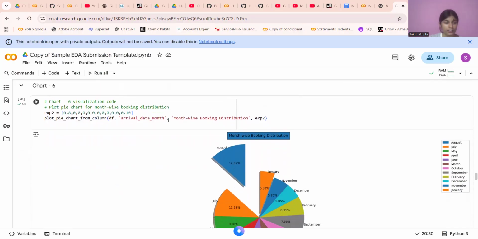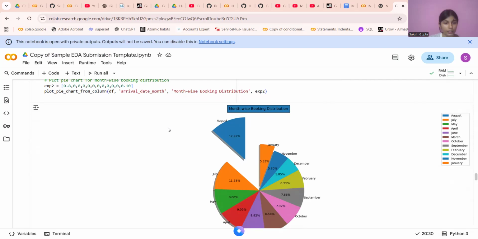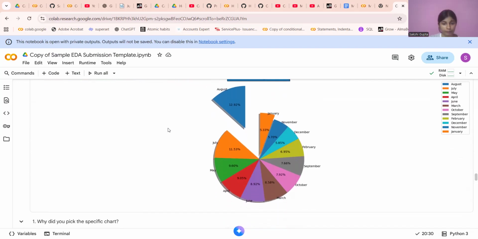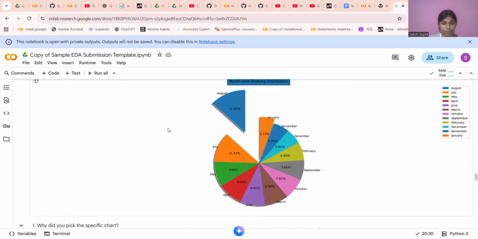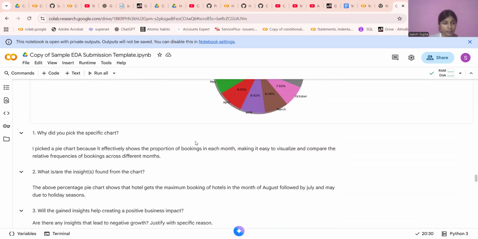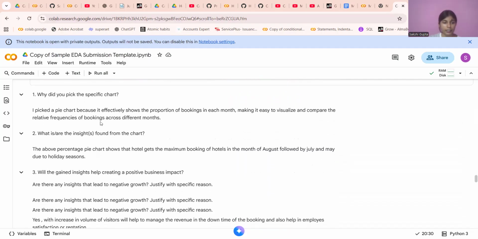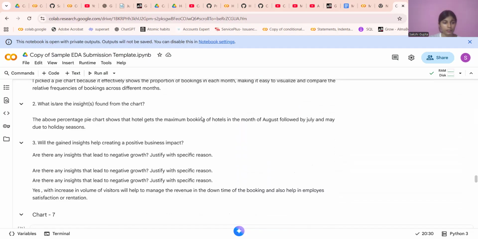The sixth chart is I plot a pie chart for the month-wise booking distribution. The August month has 12.92%. Here, first question is, why did you pick the specific chart? I pick a pie chart because it efficiently shows the proportion of bookings in each month, making it easy to visualize and compare the relative frequency of bookings across different months.